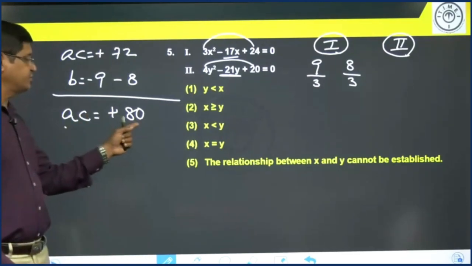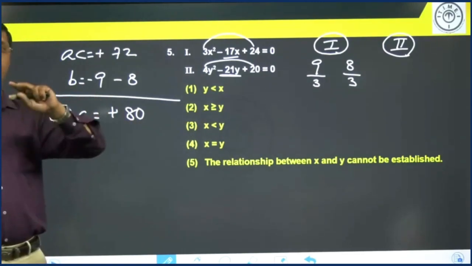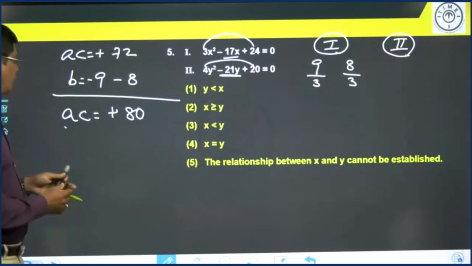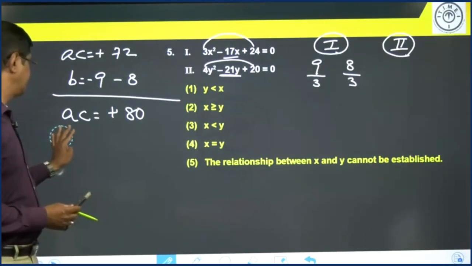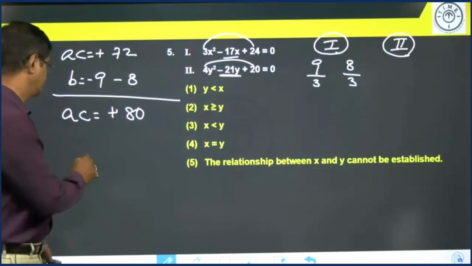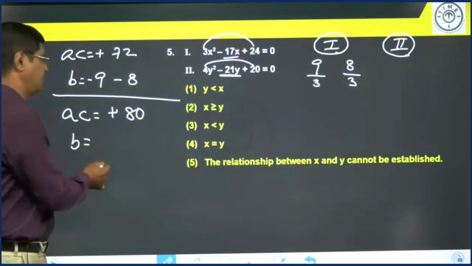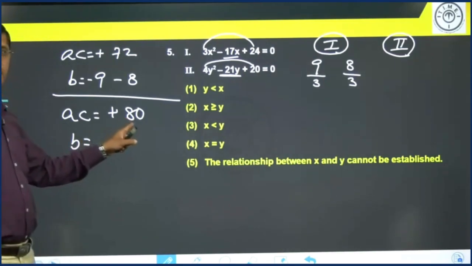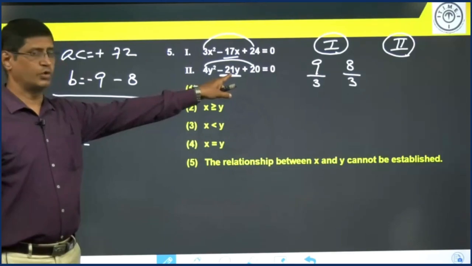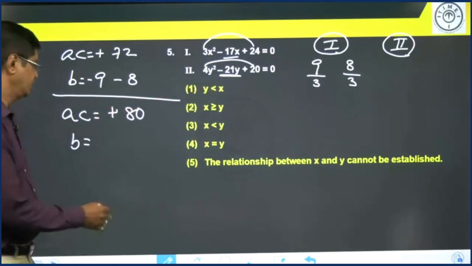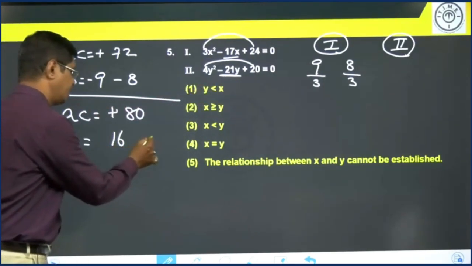When the product is positive, B will be the sum of the two factors. So what are the two factors which satisfy 80 as a product? Here B will be, 80 and the sum is equal to 21. So what is the possibility? 16 and 5.